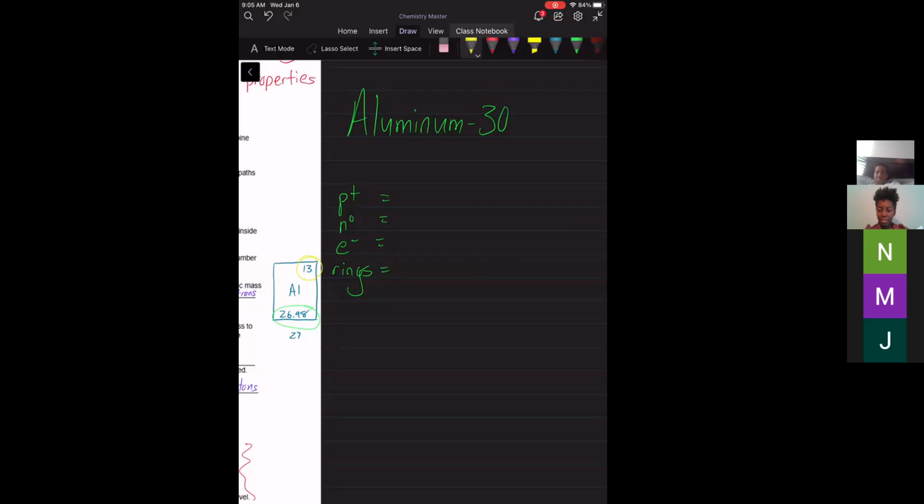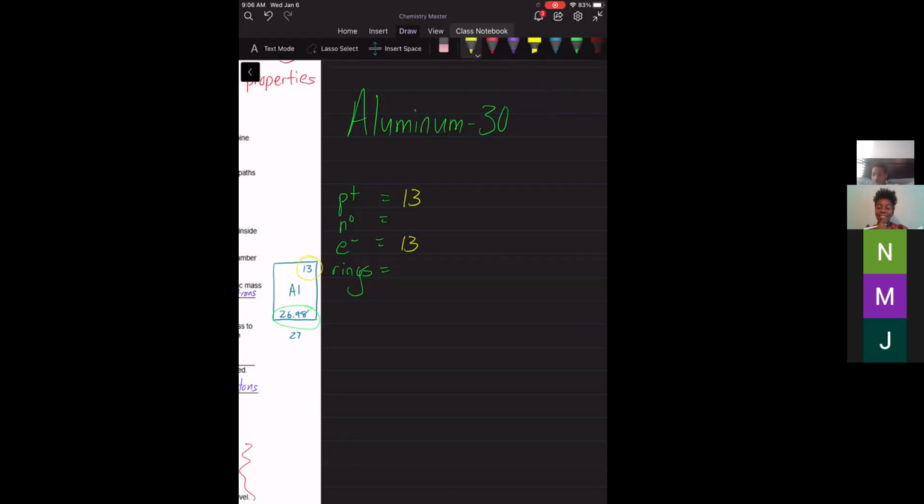13. 13, very nice. All right, so aluminum has 13 protons. Now, there's no plus something or minus something up here. So there's nothing indicating that this has a charge, okay? And if it doesn't have a charge, that should mean that the number of protons and the number of electrons are the same. So I'm gonna go ahead and write 13 electrons too. And that's only because there's no charge on this, okay?